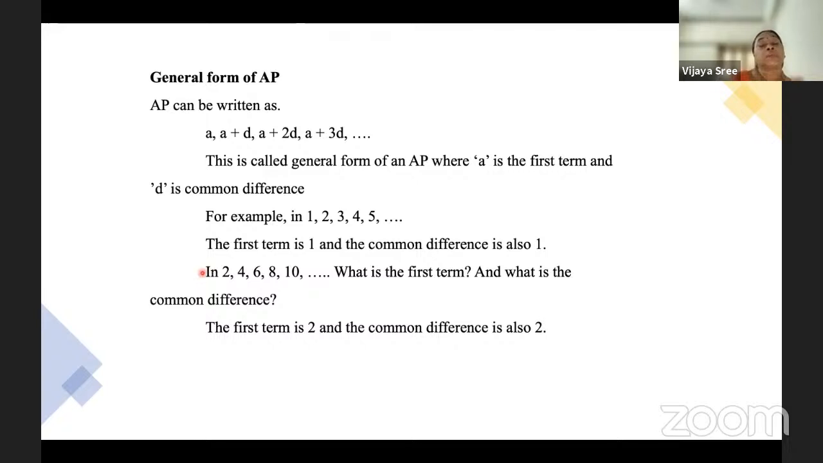Take one more list: 2, 4, 6, 8, 10 and so on. What is the first term here? 2 is the first term. What is the common difference? 4 minus 2 is 2. 6 minus 4 is 2. 8 minus 6 is 2. So the common difference is 2. The first term is 2 and the common difference is also 2. Okay, so what is the general form of an arithmetic progression? That is a, a plus d, a plus 2d, a plus 3d and so on, and the nth term is a plus (n minus 1) times d. Okay, next.